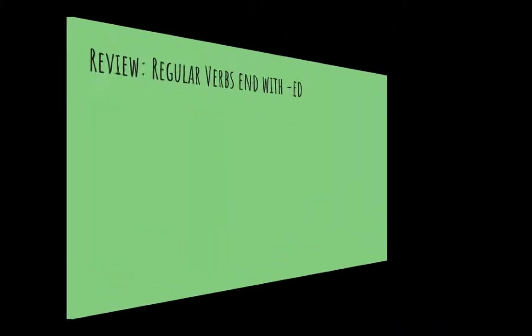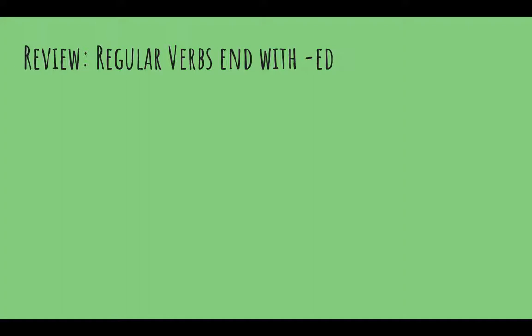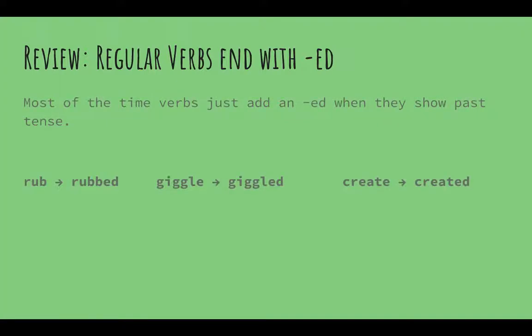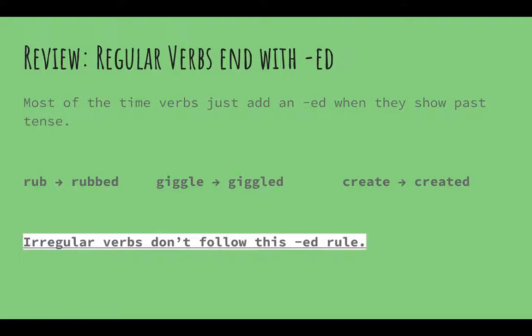Remember that last week when we were looking at our verbs, we looked at what a regular verb is, which ends in ed to show the past tense. So generally we just have our present tense, we add ed to it, and suddenly we have a past tense. That's a regular verb. Remember though, our irregular verbs don't follow this ed rule. And so sometimes they can get frustrating because there's a lot of different irregular verb rules.